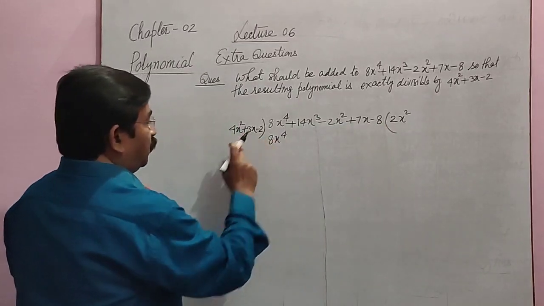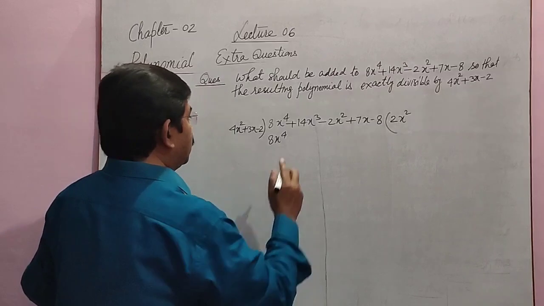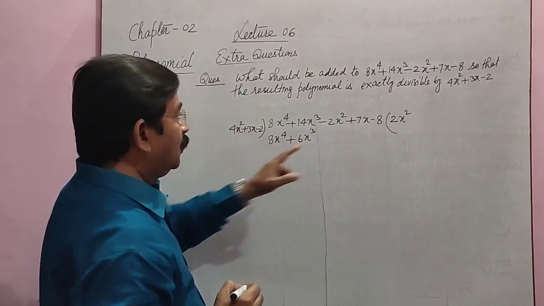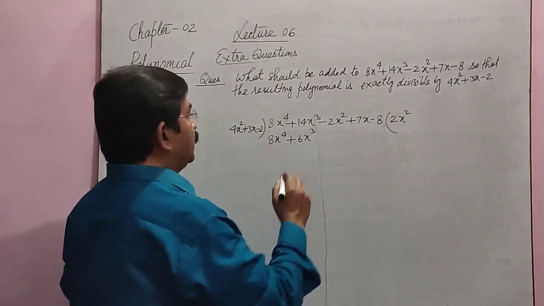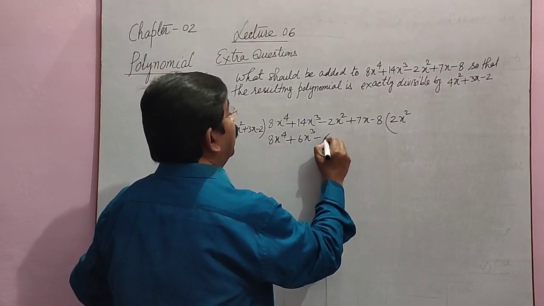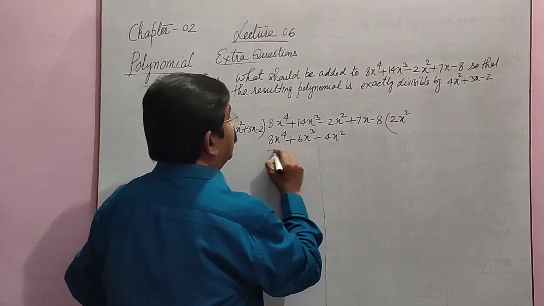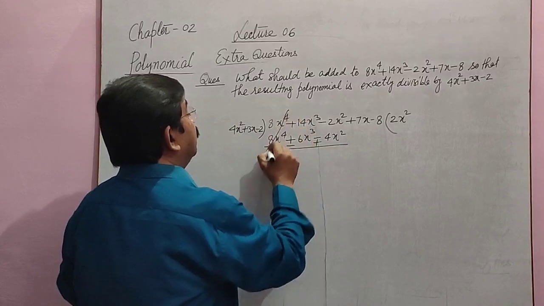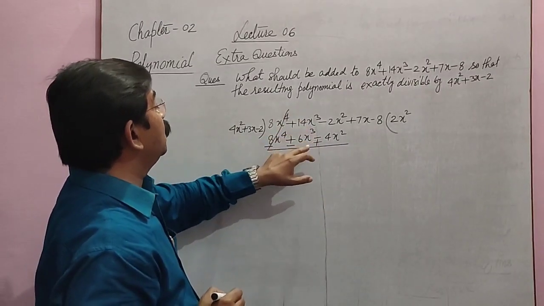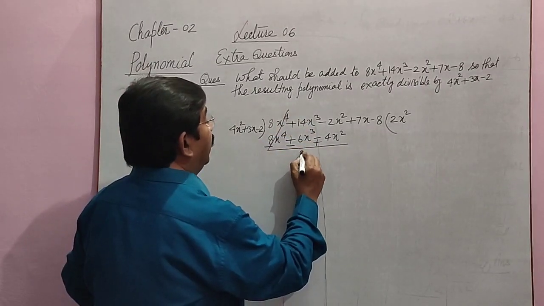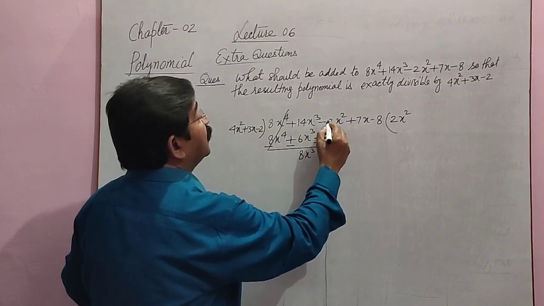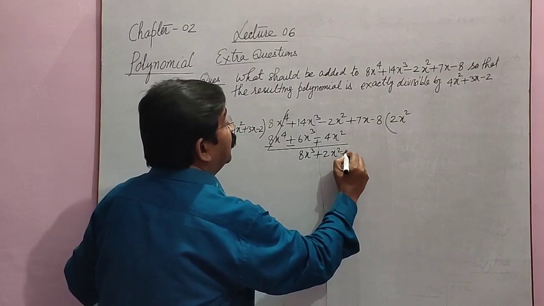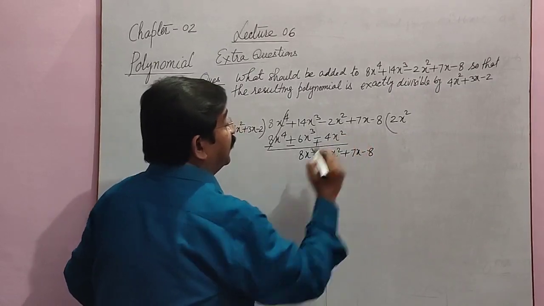2x square into plus 3x, what we have: 2 3s are 6x cube, plus 6x cube with like term. 2x square into minus 2 means minus 4x square. Minus 4x square. Subtract: minus, minus and plus. This will go. 14x cube minus 6x cube, 8x cube. Minus 2x square plus 4x square, plus 2x square, plus 7x minus 8 left.